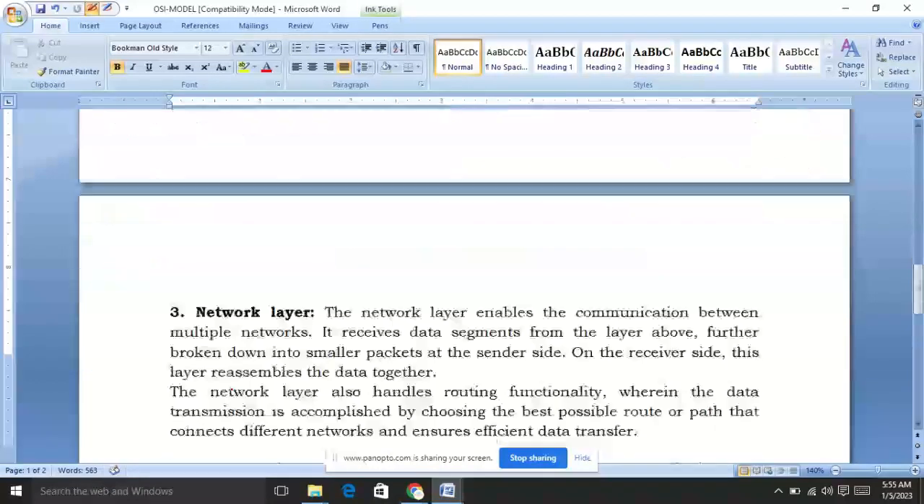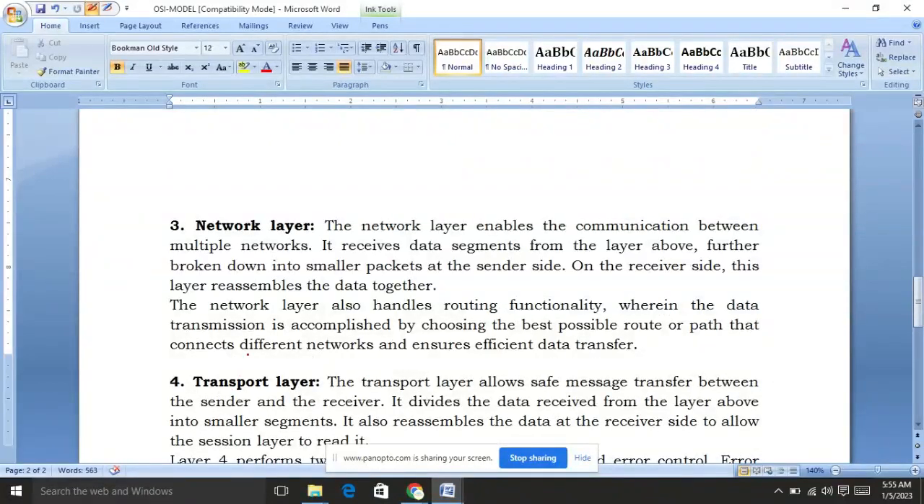Next, the next higher layer is the network layer. What is the responsibility of the network layer? The network layer's responsibility is to establish the communication between the several nodes.